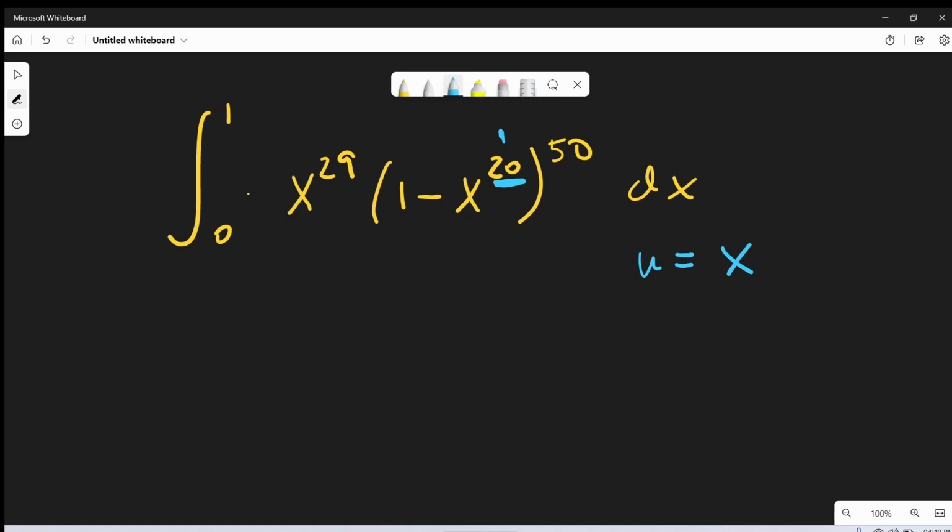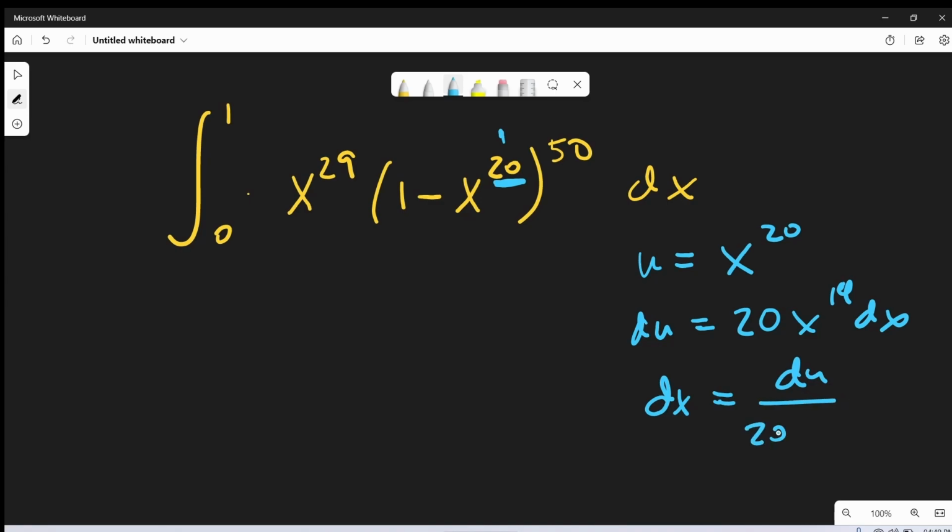So we're going to say u equals x to the 20th, and then du, taking the derivative, is going to be 20x to the 19th dx. Okay, before we do the substitution, let's actually solve for dx. So we're going to get du over 20x to the 19. And then when I make the substitution, I'm going to take my 1 over 20 and bring it out front. All right. Plugging in 1 here, we're going to have 1. Plugging in 0, we're going to have 0.